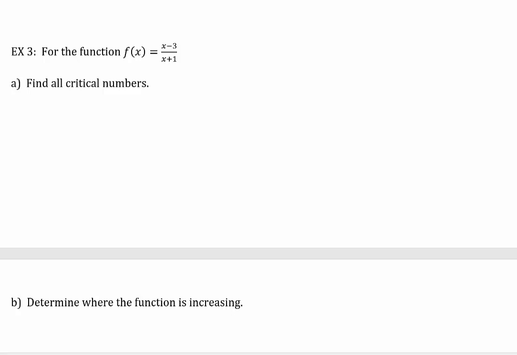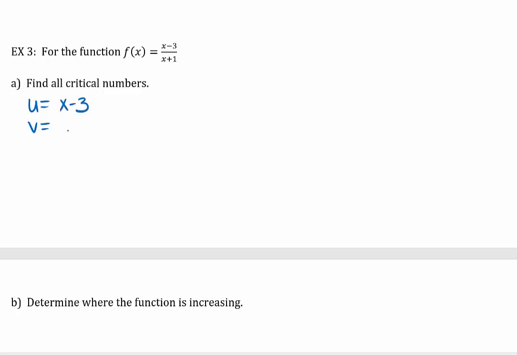Let's do the same thing in another example. We've got the function f of x equals (x minus 3) over (x plus 1). Step 1, find all critical numbers. So we have to find the derivative, set it equal to 0. This time I have to use the quotient rule.